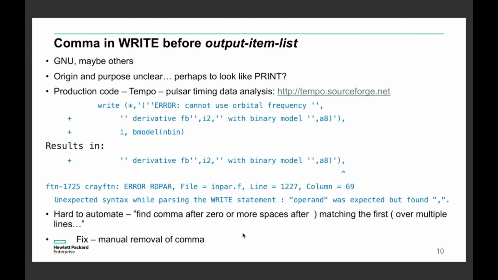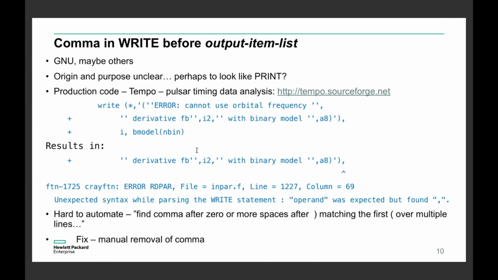The same tempo codes, this is something that really was new to me. Comma before output item list. So this bit in parentheses is the unit specifier and the format specifier, but then there's a comma before the output list item. Presumably this was put in originally by some compiler vendor to be more like print statements, but it does not make any sense. And some compilers, of course, reject this.